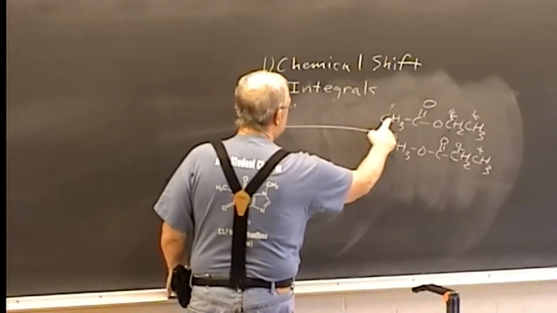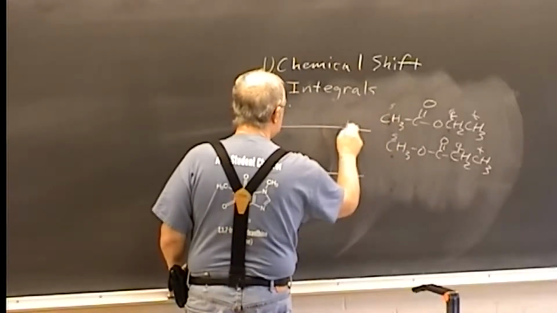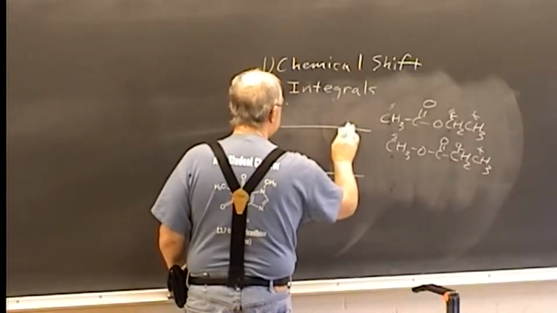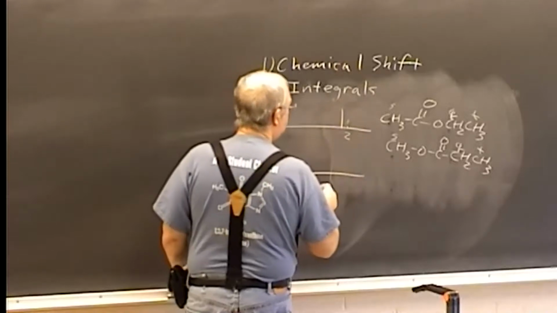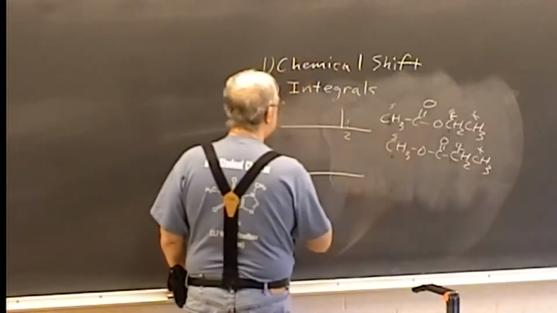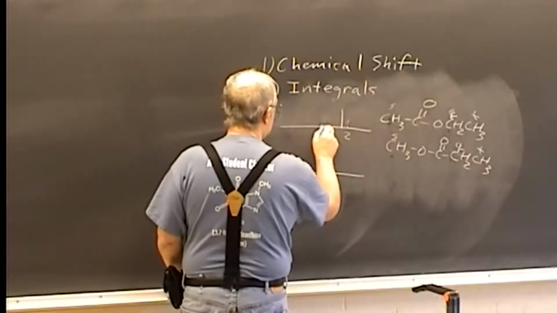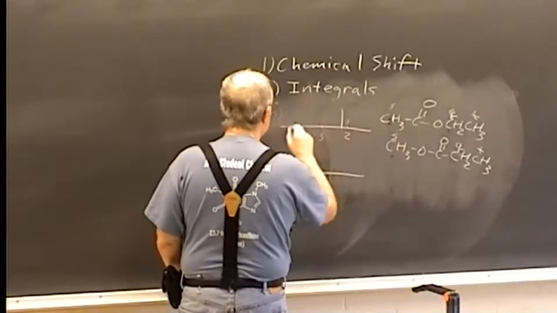So for the first one, hydrogens on a carbon alpha to a carbonyl would show up between about 2 and 2.5, so that would be a singlet. And then our CH2, it's on a carbon next to an oxygen, so that would show up around 4. That would be a quartet.